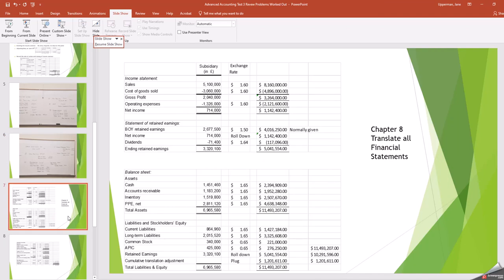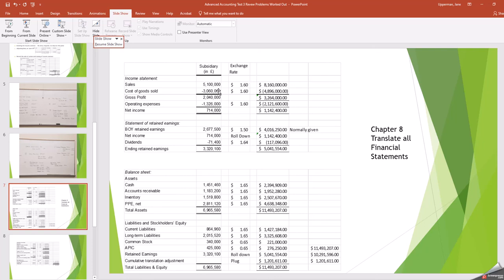Then we move into Chapter 8, where we're translating the financial statements. So we've got an income statement, statement of retained earnings, balance sheet, and then the cash flow statements on the next page. So what you want to know is, what rates do you use? With the income statement, we're always going to use the average exchange rate for the year, because sales and cost of goods sold and expenses are coming all throughout the year. So we don't have a specific year-end date or beginning of the year date. It's going to just be that average exchange rate.